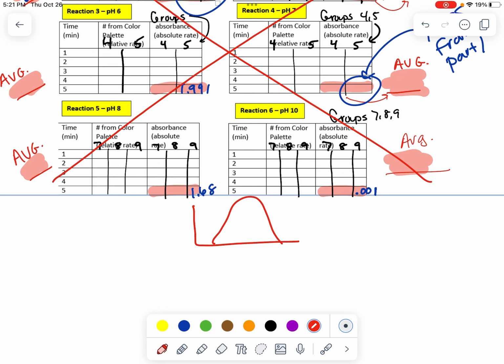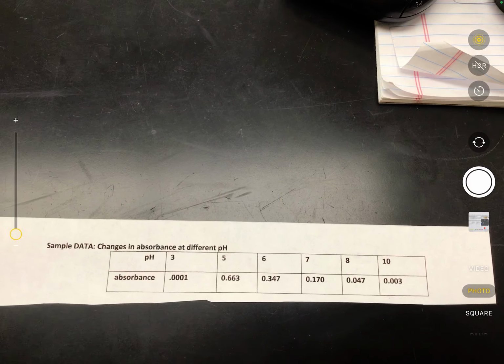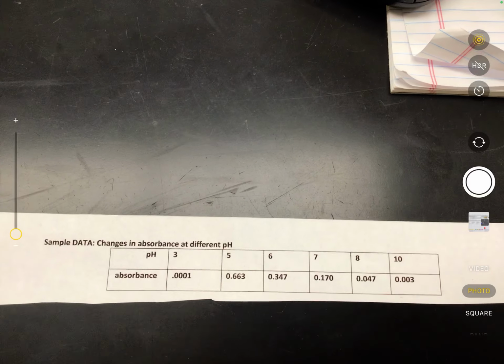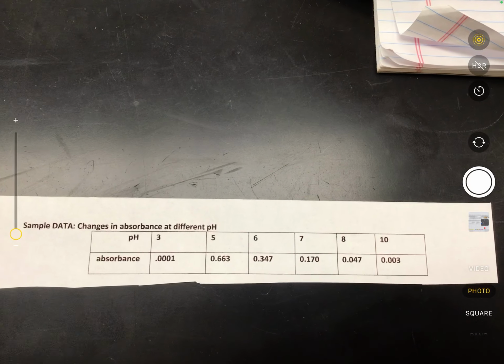But I'm going to have you actually use that little piece of paper that I gave you in class, because this will give you this. If you don't have it, you can freeze this and write this down. This is what you're going to graph for part 2. So it gives you the pHs and then the average absorbance for the different pHs.